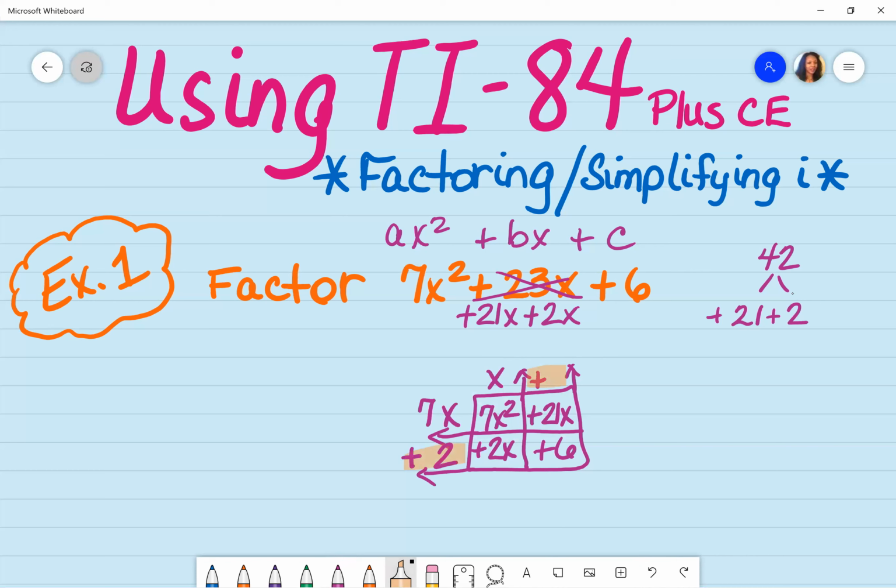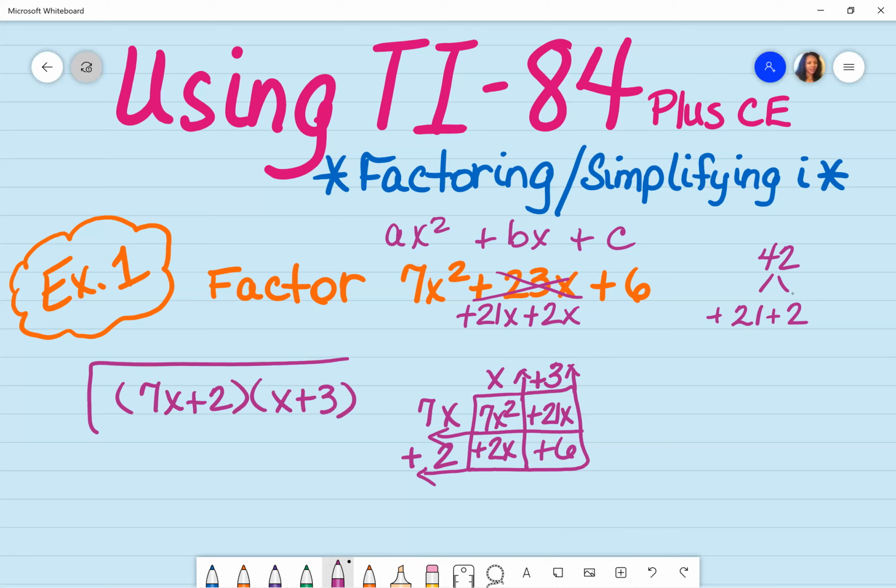2 times what will give me 6? And again, you're multiplying. So 2 times 3. That's your other factor. So those are my factors. And I just have to put it in factor form, which is going to be 7x plus 2 times the quantity of x plus 3. That is my final answer.